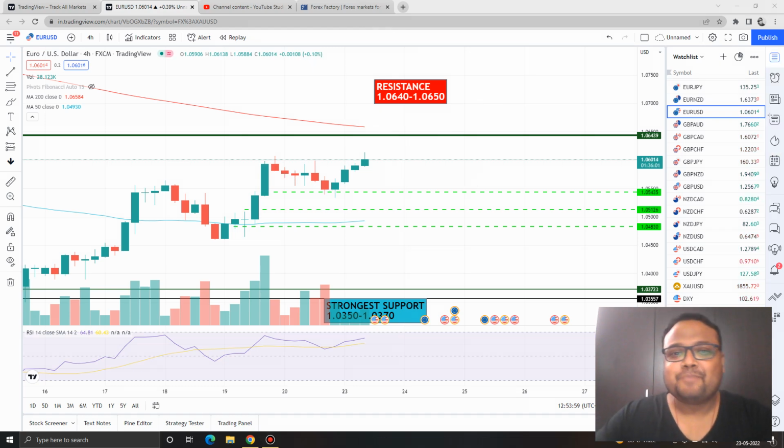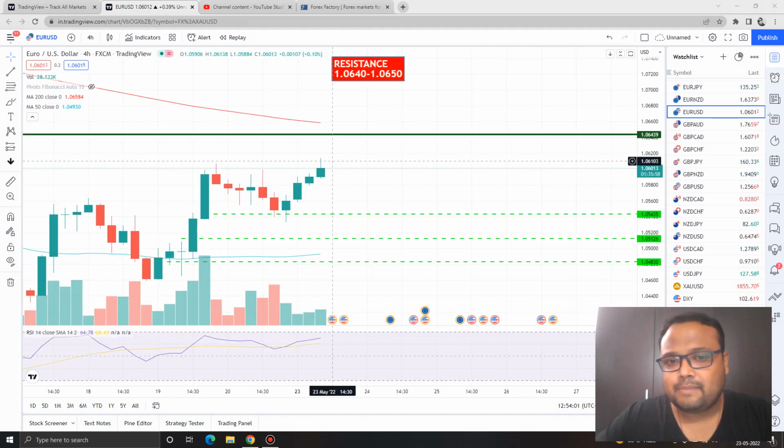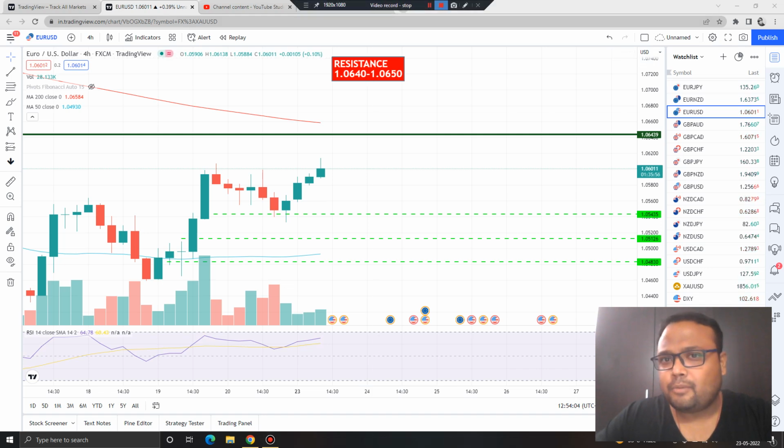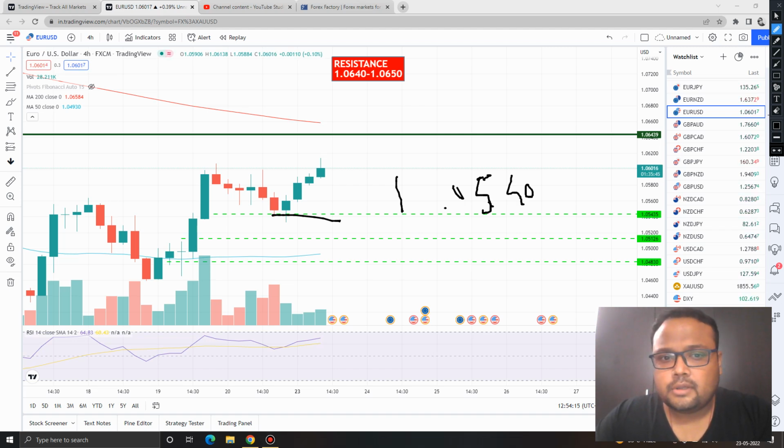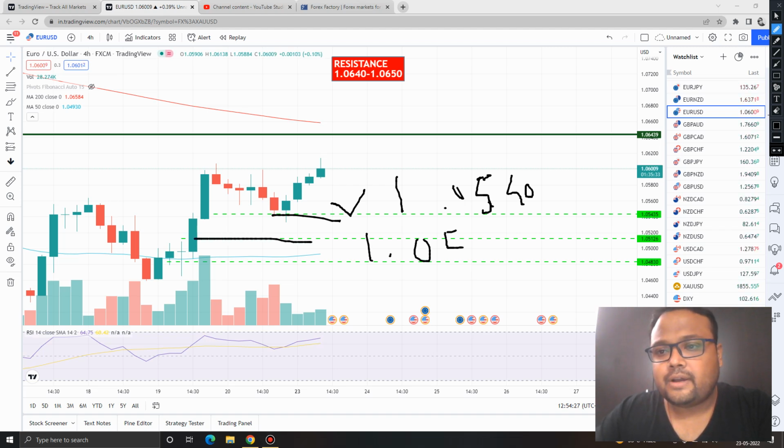As I have already discussed in my previous video, under normal circumstances, we have multiple layers of support here. The first one is 1.0505. If the market comes down, if the selling pressure is not high, if there is only a correction, then we can hope for a bounce here. And if the market breaks it, then the next support will be 1.0510.